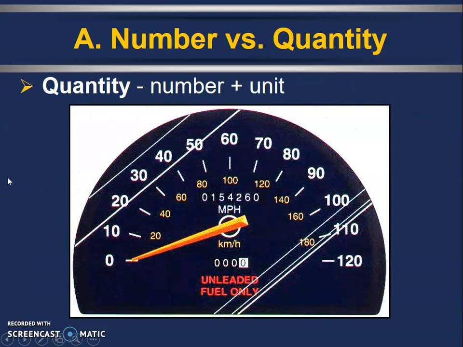Okay, so we need to know the difference between a number and a quantity. So a number is simply a free number floating around in space. If you just tell somebody a number, you're not giving them enough information. They're not necessarily going to know what you're talking about, okay? But a quantity is more specific and more determined. It is the number plus the unit, okay?